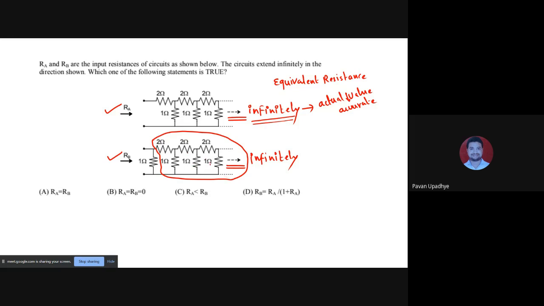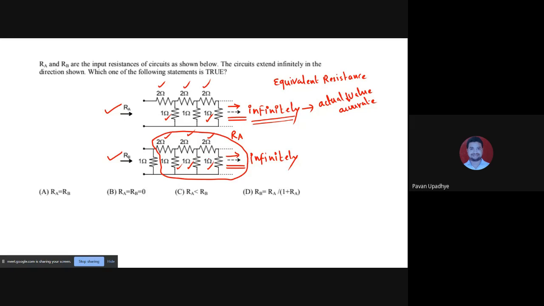And now this encircled circuit that I just showed by red color encircling, do you see that this is simply RA? Look at this. It is 2 ohm, then you have got a vertical branch of 1 ohm. The same pattern is repeating: 2 ohm, 2 ohm, 1 ohm vertical branch. And this is going to extend infinitely. So the pattern is going to remain the same.